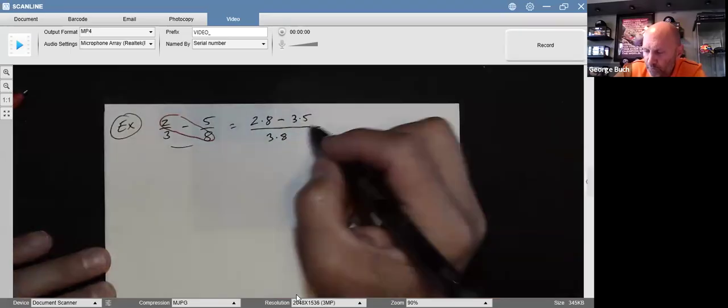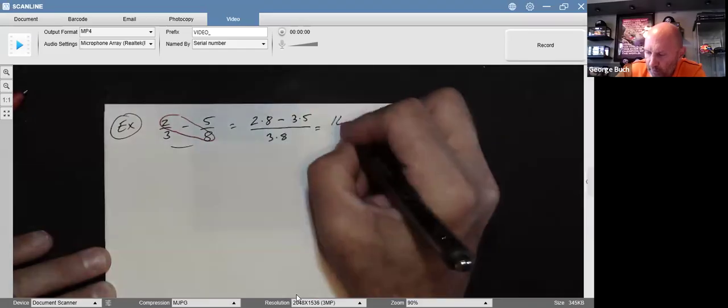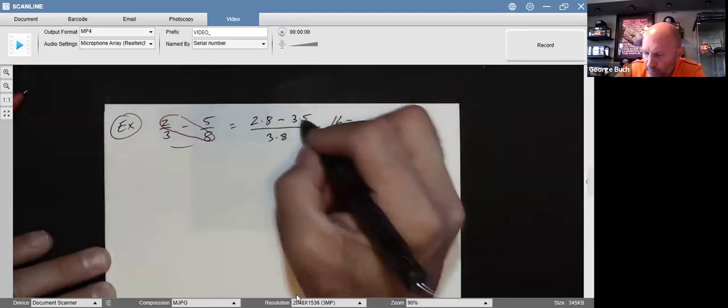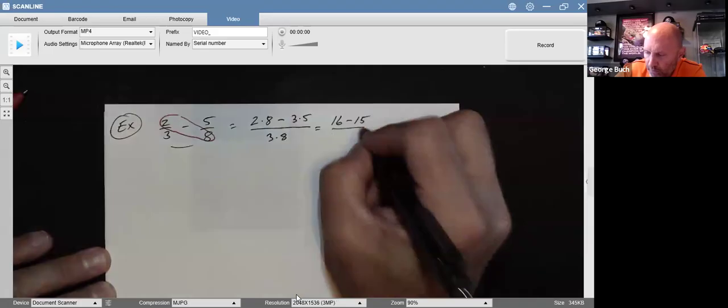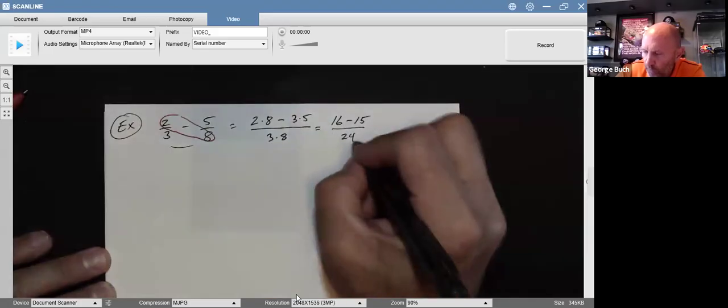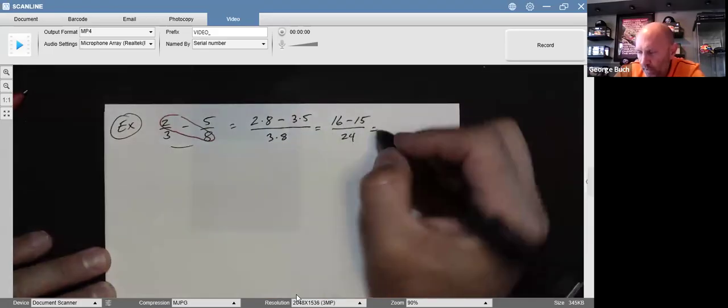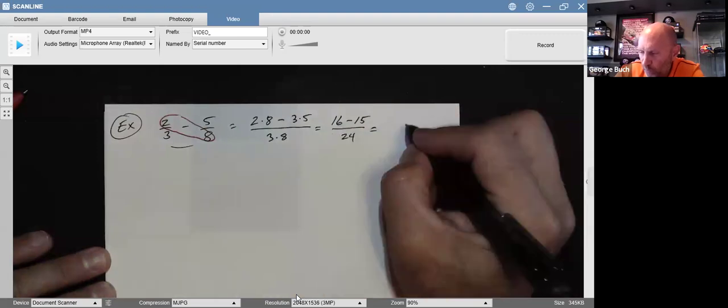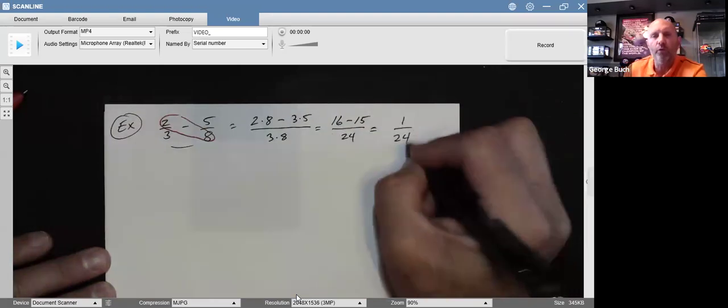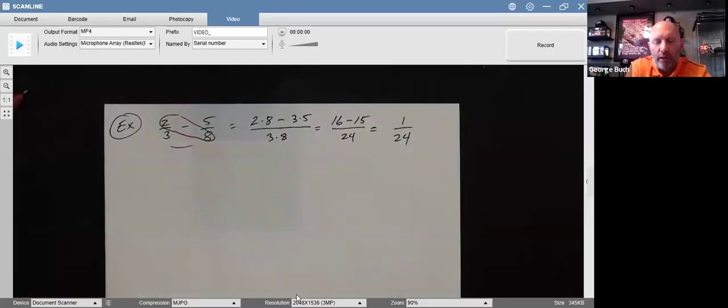So now simplify. 2 times 8 is 16, minus 3 times 5 is 15, and 3 times 8 is 24. Simplify one more time. 16 minus 15 is 1 over 24.